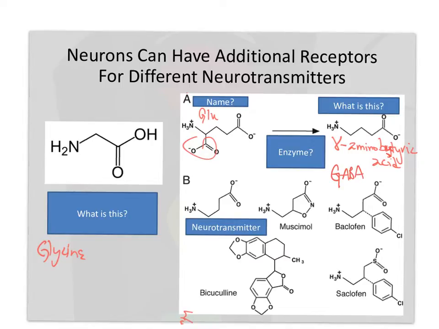Now, knowing what we know about the enzymes and the enzyme names, what class or classes of enzymes do you suppose turns glutamate into GABA? What class of enzyme is it? This is decarboxylase. That's the last word, the last name, if you want to think of it that way. Decarboxylase.